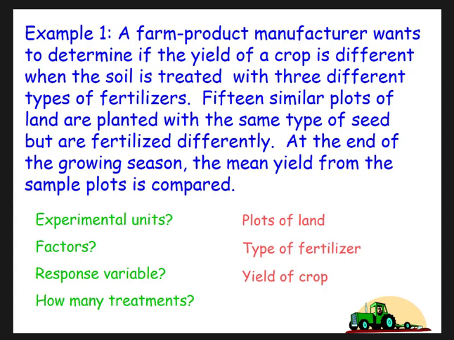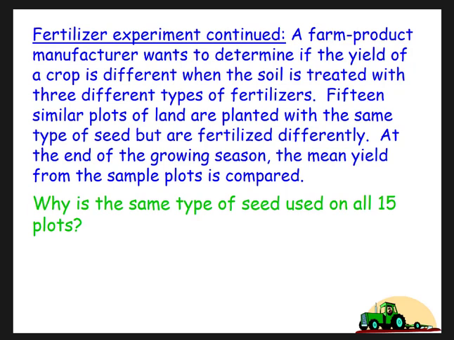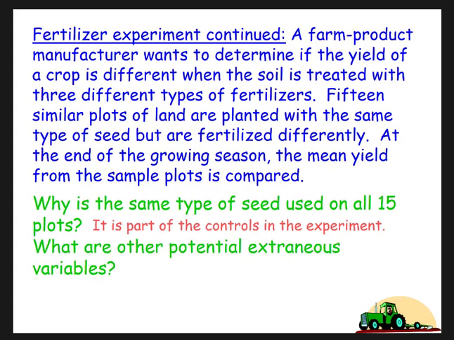How many treatments? Well, there's 15 different plots, it says. Oops, sorry. 15 similar plots, 3 different types of fertilizer. So 3 different treatments. Why is the same type of seed used in all 15 plots? Well, to make sure that the effects are the same. We're having multiple trials of each type, so that takes out any slight differences that might be there from each location. Potential extraneous variables.